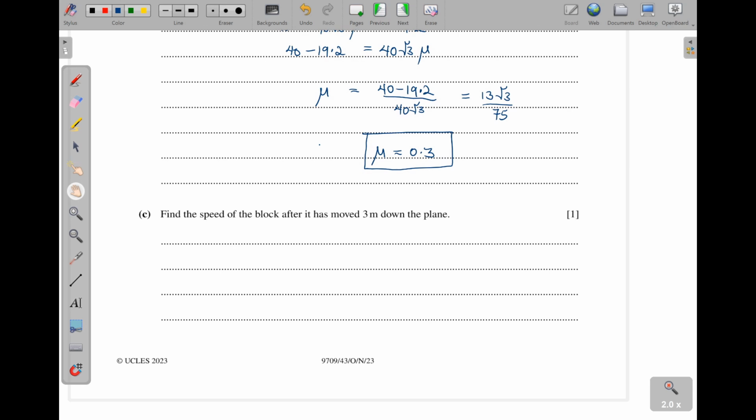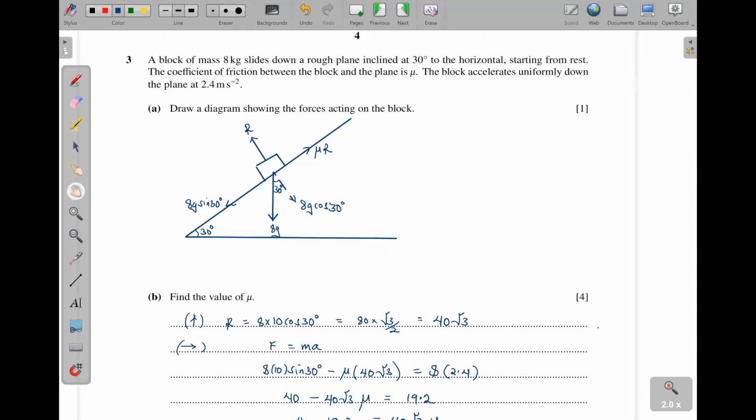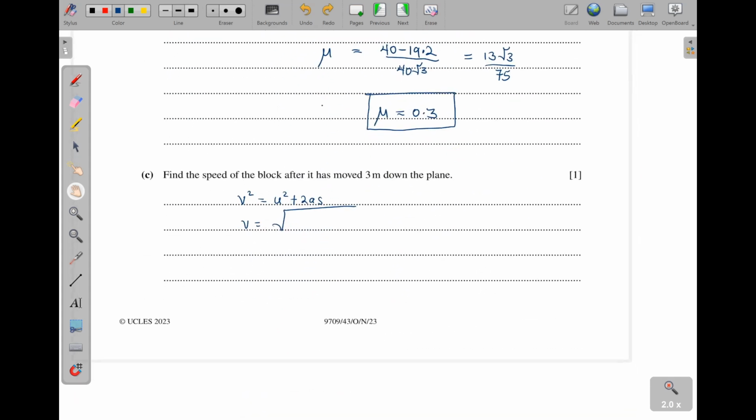Find the speed of the block after it has moved 3 meters down the plane, that is part C. So I can use v squared equals u squared plus 2as. So our v is therefore going to be the square root. Since this particle started from rest, they said it was starting from rest to slide down, that means the initial speed is 0.